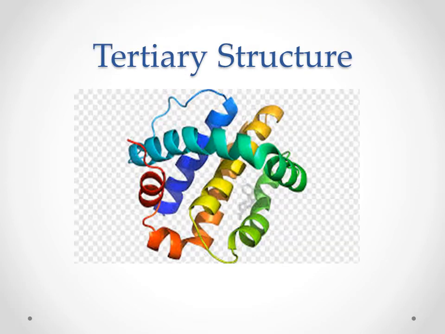The overall three-dimensional structure of a polypeptide is called the tertiary structure. The tertiary structure is primarily due to interaction between the R groups of the amino acids that make up the protein. These include hydrophobic interaction, ionic bonds, hydrogen bonds, and disulfide bridge formation.